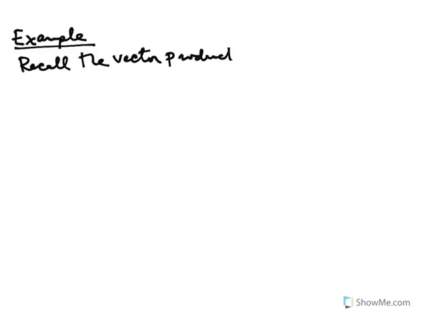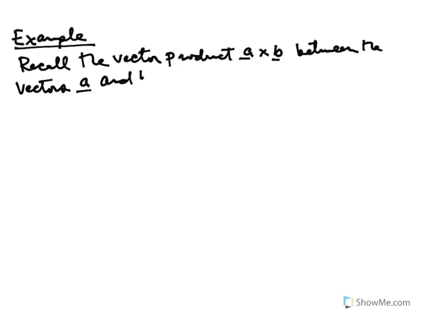Now we're going to do an example that's actually something that we've studied before, but we're going to study it now in the context of tensors, okay? So recall the vector product between two vectors. And remember the vector product, A cross B. This is a vector product. It's not a tensor product. It's a vector product between the vectors A and B.